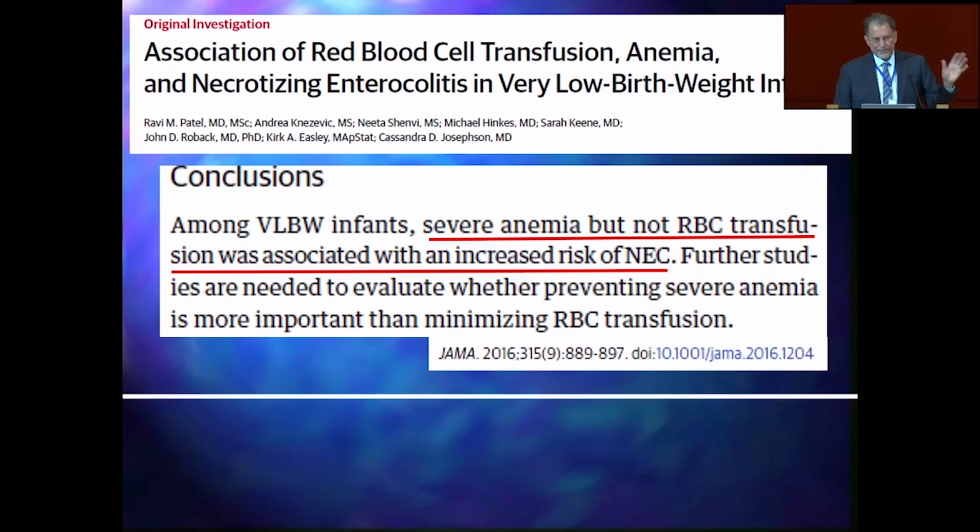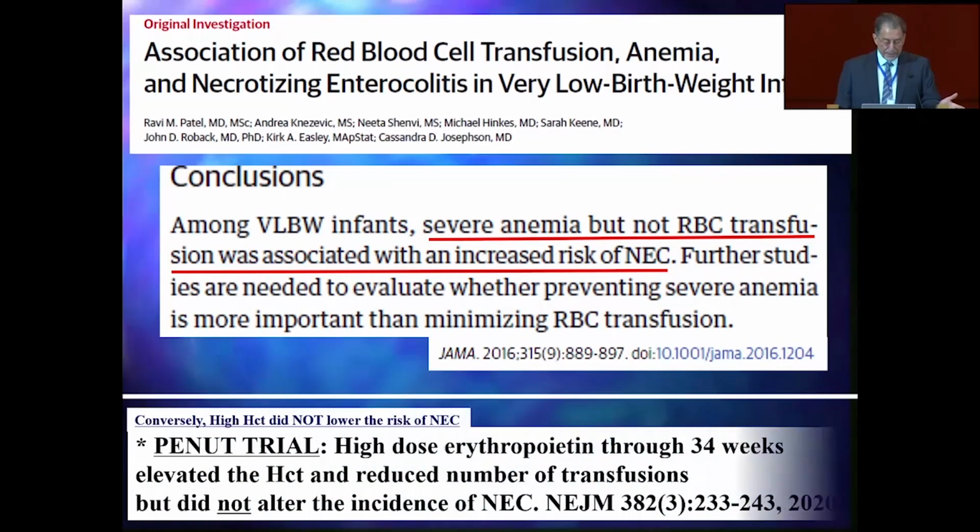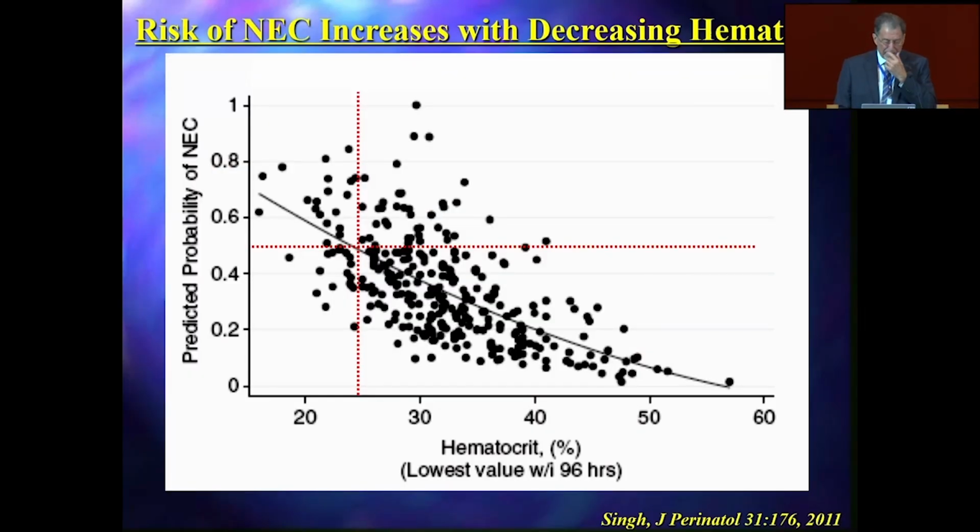Ten years later, a very nice paper by Ravi Patel showed that severe anemia, and using statistical modeling, some of which I would debate if you look at the raw data, but nevertheless, severe anemia, not red cell transfusion, increased the risk that was associated with the risk of NEC. And as I pointed out already in the peanut trial, with hematocrits in the 30s on average, or 36, there was no association of NEC, transfusion, no transfusion, it just wasn't there.